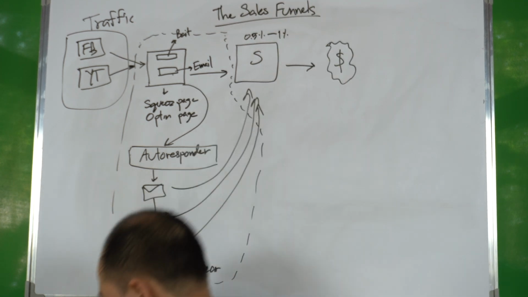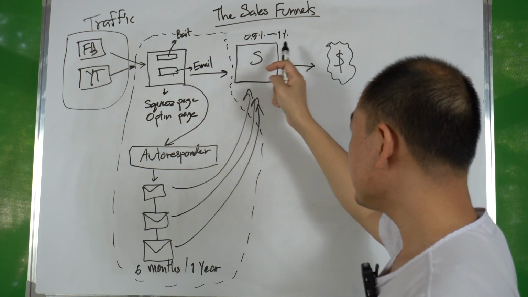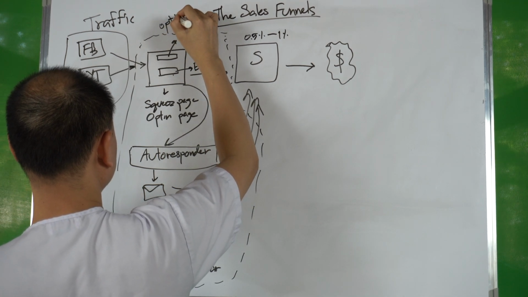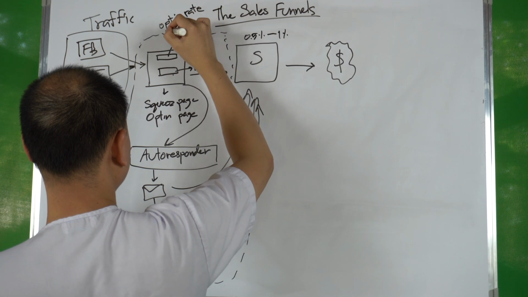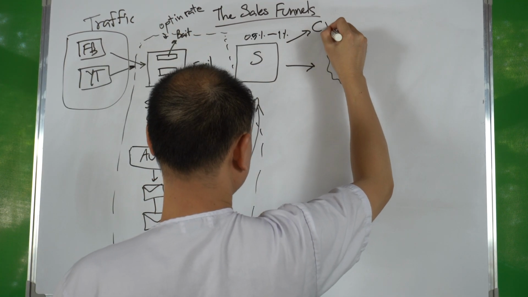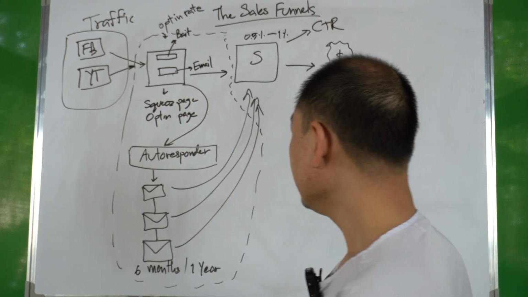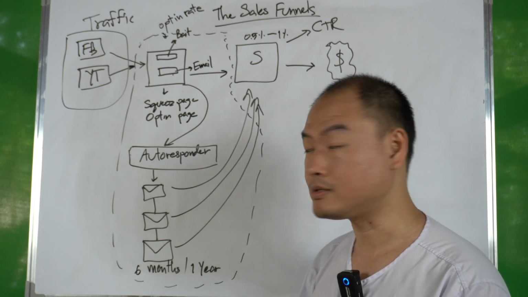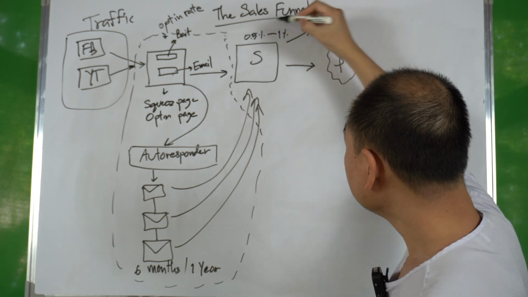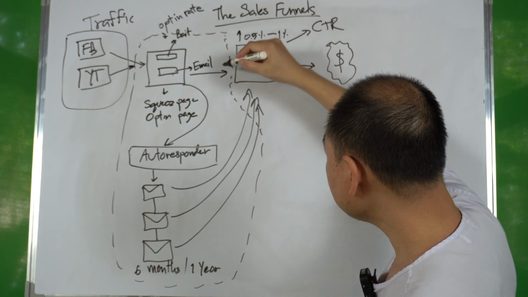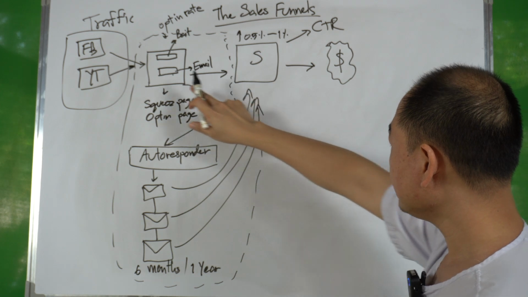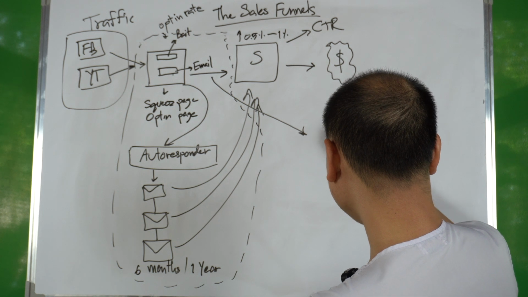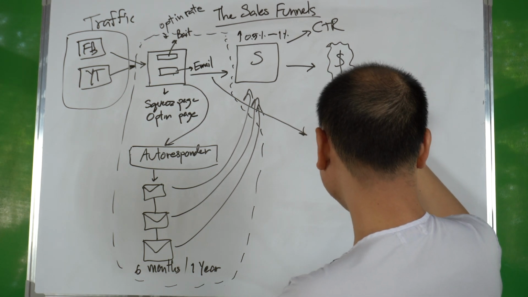In order to increase the click-through rate, this is the opt-in rate, okay? This is the opt-in rate here, and this is the click-through rate, or CTR, where they opt in and then click over to the sales page of the product you are promoting. So in order to increase the percentage here, you have to have something in between the opt-in page and the sales page, and that is called the bridge page. I'm going to put it as BP.